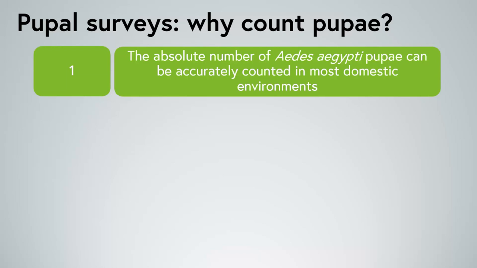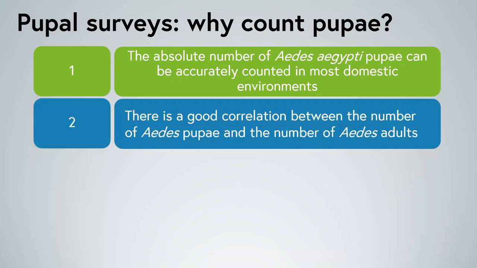In contrast to the other life stages, it is possible to determine the absolute number of Aedes aegypti pupae in most domestic environments. Secondly, because pupal mortality is low, there is a good correlation between the number of pupae and the number of adults. The counts of eggs or larvae are poor proxies because there is more mortality, and the costs are prohibitive too.